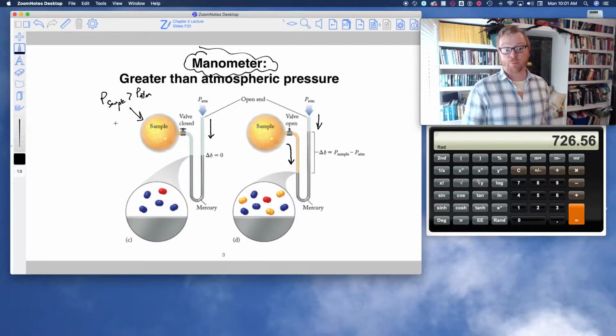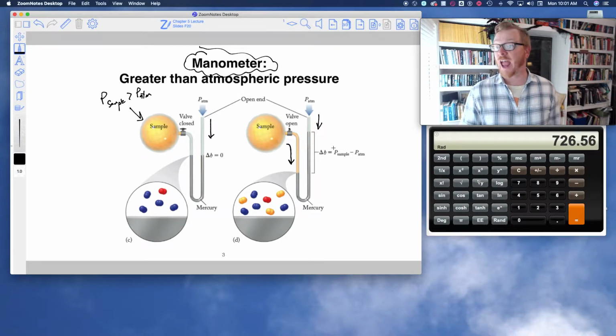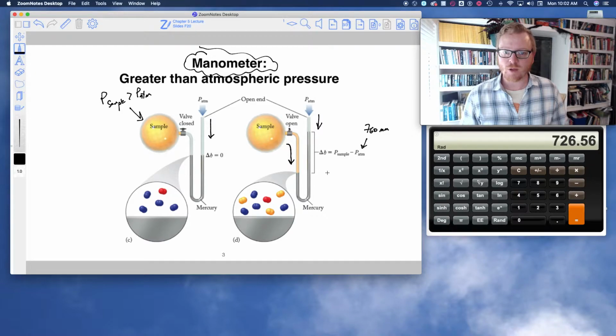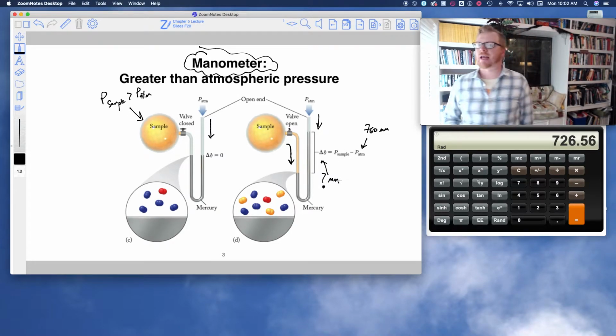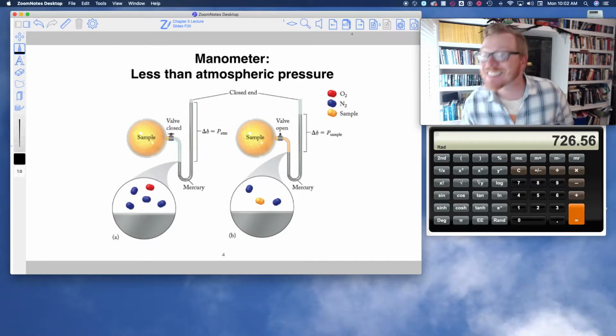And of course, if the pressure of the sample is greater than the pressure of the atmosphere, it will displace the liquid in this U-tube. And this delta H, that difference in height, will give you what the actual pressure is. Because once again, we know that the pressure of the atmosphere is supposed to be 766 millimeters of mercury. Okay, we measure whatever that is, and then the difference gives us the pressure of the sample. Okay, great. So now what if we have less than atmospheric pressure?